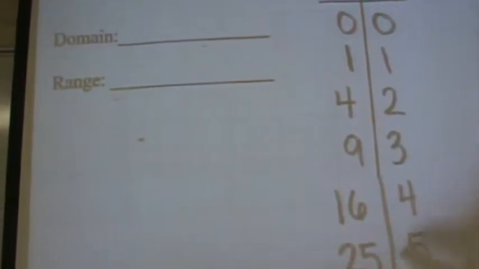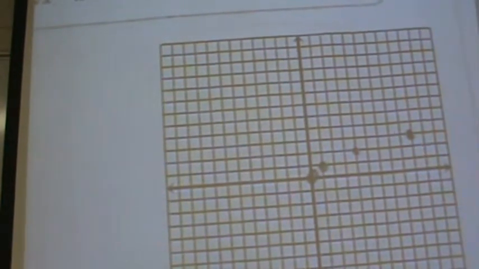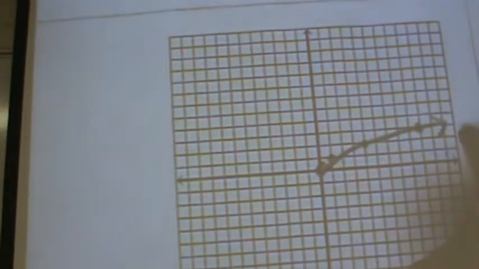Okay, so if I were to plot these points, what do you get? 0, 0; 1, 1; 4, 2; 9, 3. What's happening after that? We're off the page. We're off the graph. Now, when you connect these dots, is it a straight line? Is this a linear function? No, this is a radical, and it reminds me of a rocket. It starts here, and it goes in this upward fashion. It's arced.